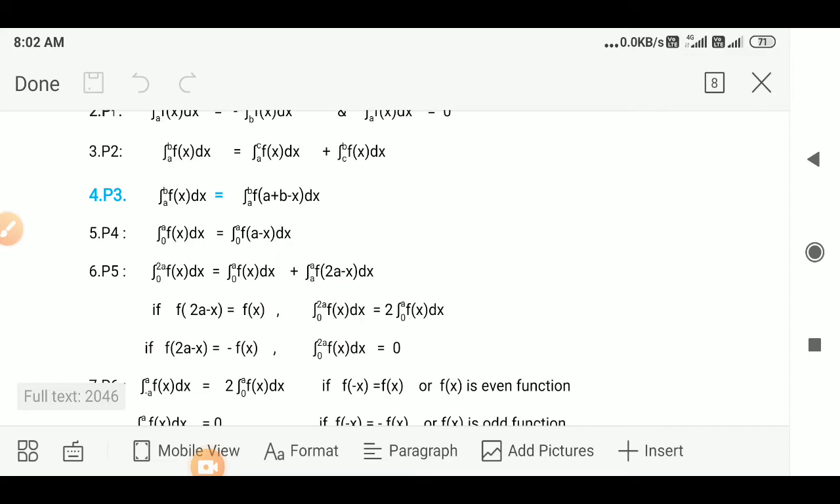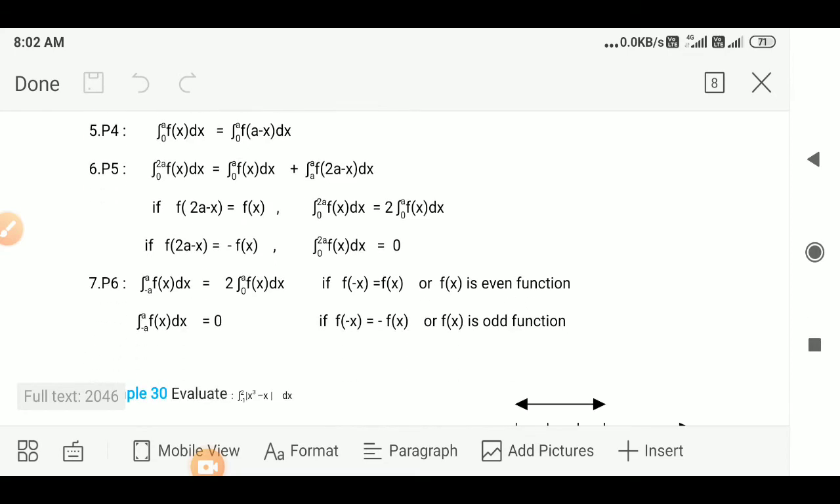This is the result. Means integral 0 to 2a f(x) dx is equal to integral 0 to a f(x) dx plus integral 0 to a f(2a minus x) dx. Then if f(2a minus x) is f(x) again, so you add these two, you get 2 times integral 0 to a f(x) dx. And if f(2a minus x) is equal to minus f(x), then integral 0 to 2a f(x) dx will be equal to integral 0 to a f(x) dx minus integral 0 to a f(x) dx, which gives you 0.